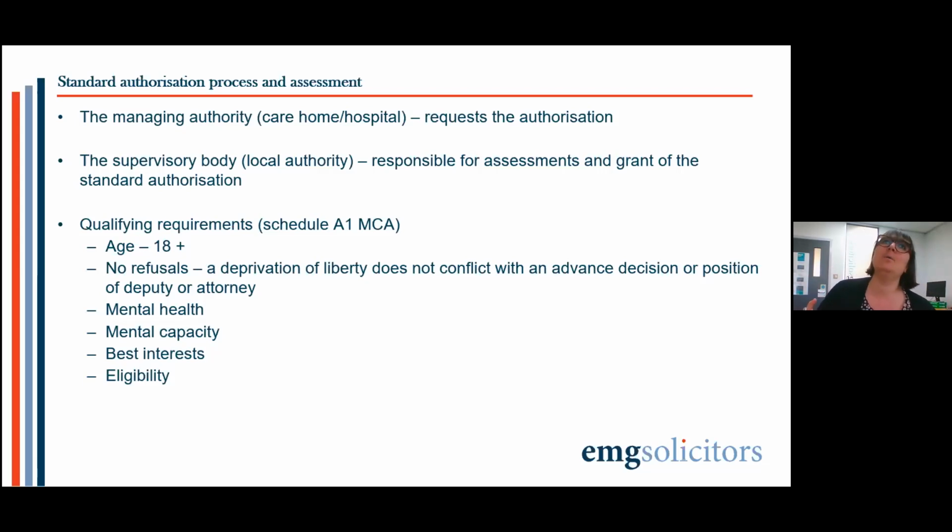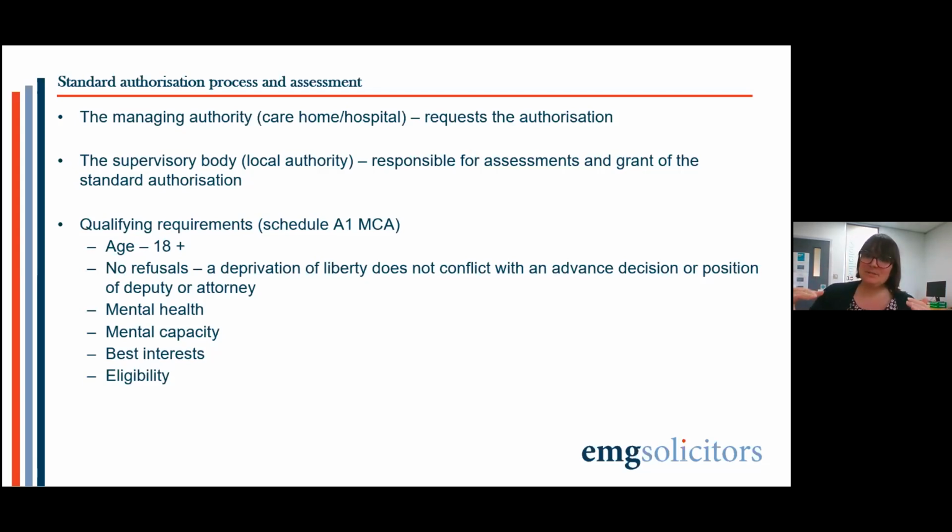If they are aware that they are depriving someone of their liberty, they fill in a specific form, Form 1, and that goes to the local authority, who is then responsible for a raft of assessments. And if those assessments are positive, they then grant the standard authorization. The 6 tests come from Schedule A1 of the Mental Capacity Act, and they are called the qualifying requirements. The person has to be 18 or over for a standard authorization to be put in place.